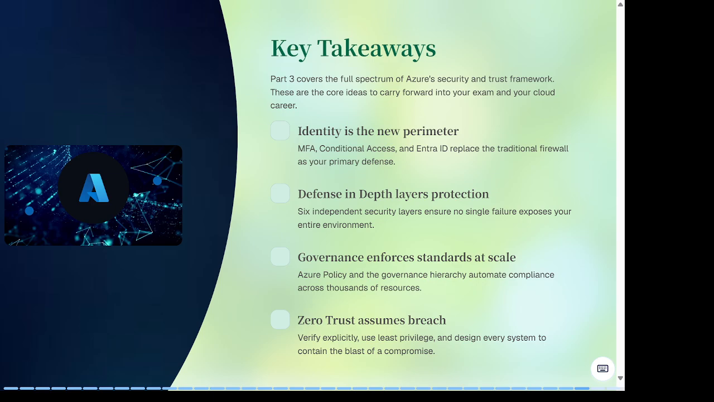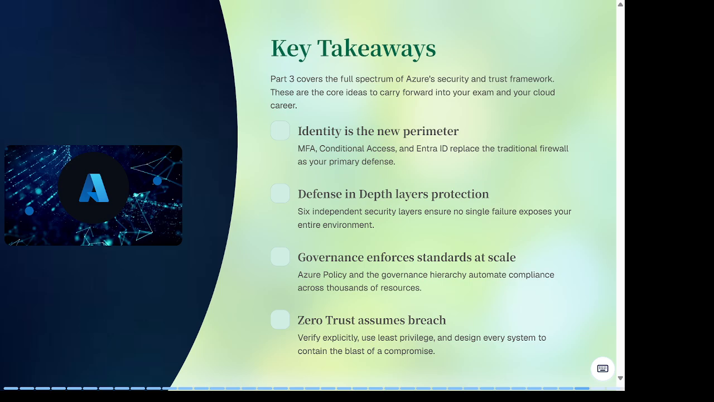Governance enforces standards at scale. Governance ensures consistency across the entire Azure environment with Azure Policy, resource tagging, and management group hierarchy. Organizations can enforce rules automatically across thousands of resources. So instead of manual governance, Azure enforces compliance at scale. This reduces errors and improves control.